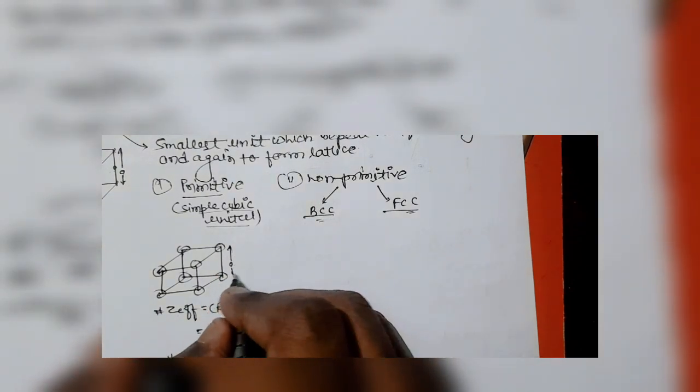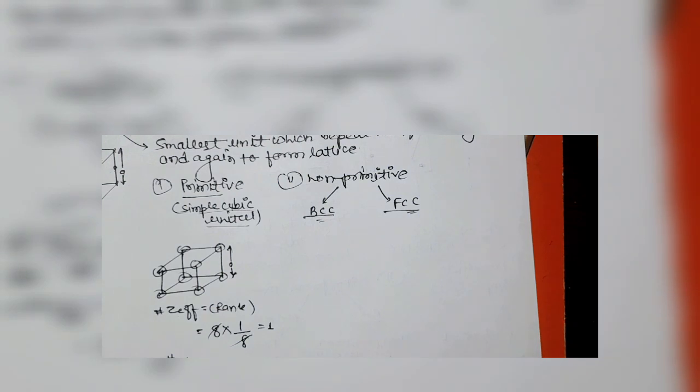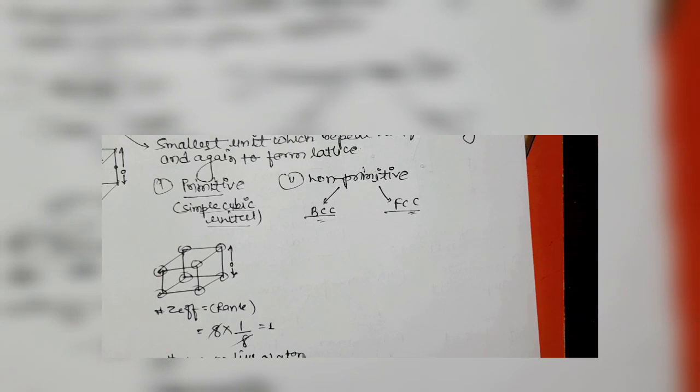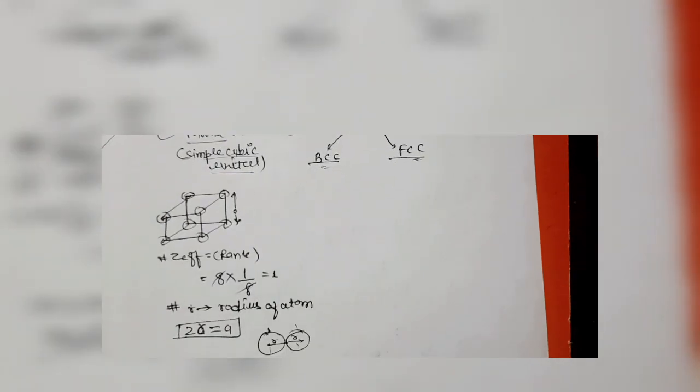Okay, similarly let's move ahead to another term that we have to remember here. It is the relation between r and a. a is the edge length of it, and r is the radius of the atom. So the relation between them is 2r equals a. This is the value that we require.